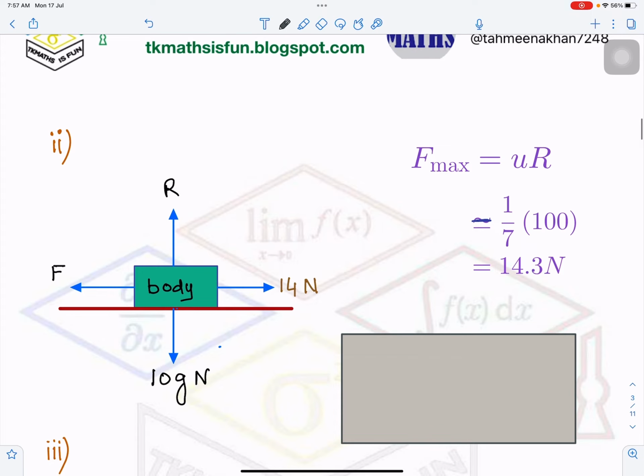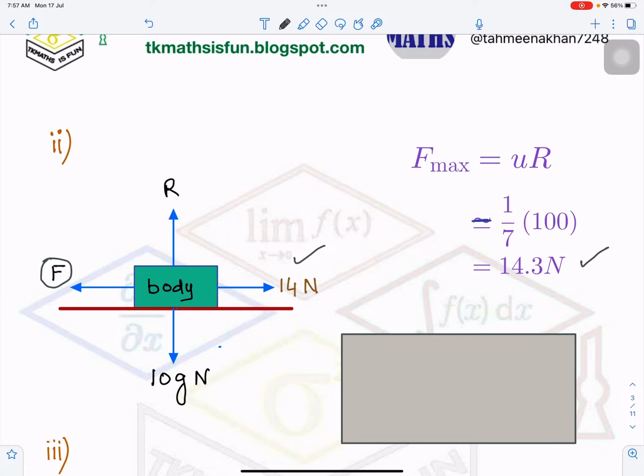Now let's see how much you understood. I have changed the diagram. Instead of 10 Newton, now I have taken 14 Newton force, applied force to move the body. Now will the body move or not? Because R is exactly the same, the situation is the same, the weight of the body is the same, so it is still the same maximum frictional force. So now you tell me, what is the value of F in this case?